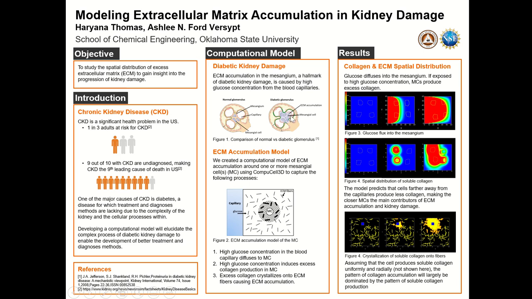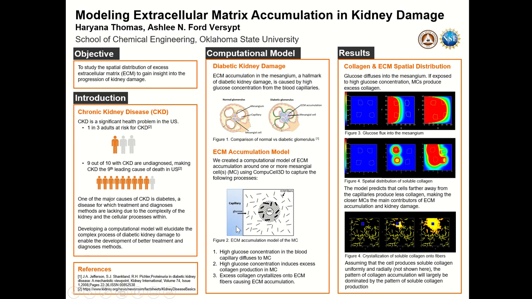And so what happens is the high glucose in the capillaries diffuses into the mesangial cells, causing dysfunction, and then the cells produce excess extracellular matrix, excess collagen, which causes extracellular matrix accumulation. And so we've used CompuCell 3D to capture the following processes.